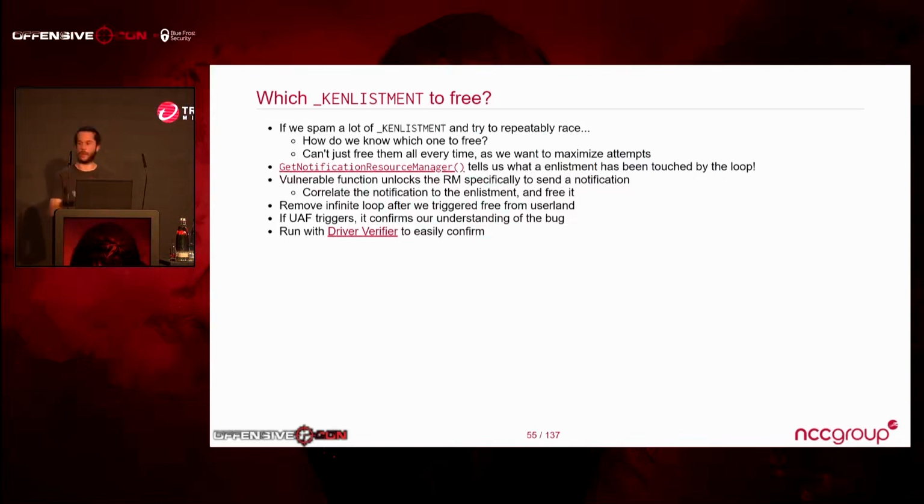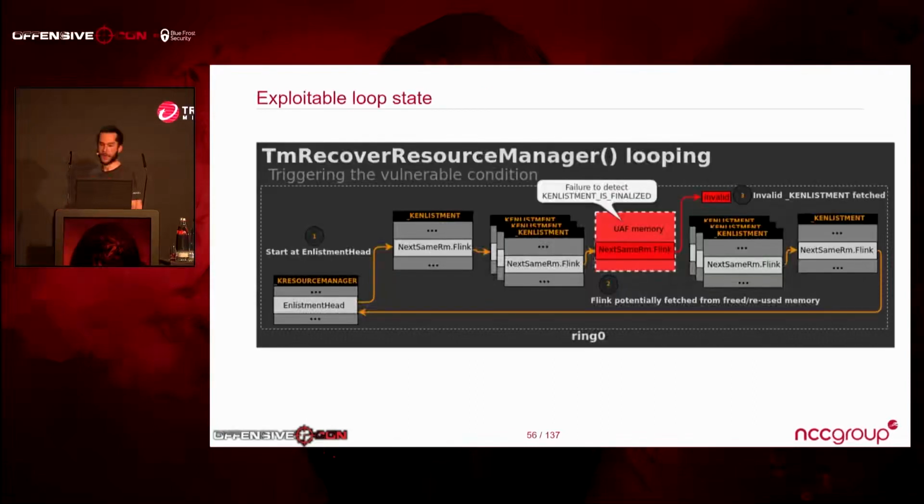And actually, that works really well. We are able to know exactly what enlistment has been touched by the loop and just free this one and trigger a use after free. So we confirmed with the driver verifier or just with the debugger that the bug was real. And if we're able to win the race effectively, it would work. The loop would fail to detect that the enlistment has been freed and finalized, and it would just access freed memory.